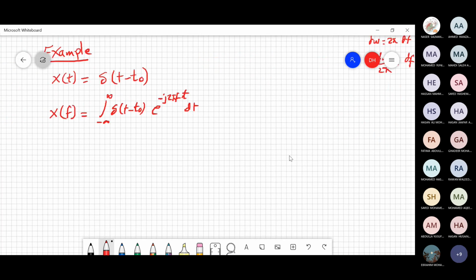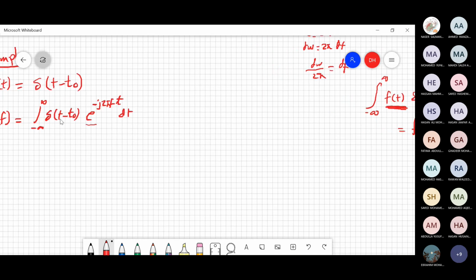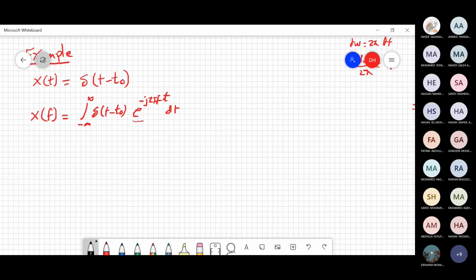So similarly here, f is this one, and delta of t minus t naught is this. So then you just need to evaluate f of t, which is this, at t naught. So it becomes e to the power of minus j2 pi f multiplied by t, evaluated at t naught, so multiplied by t naught. That's all.